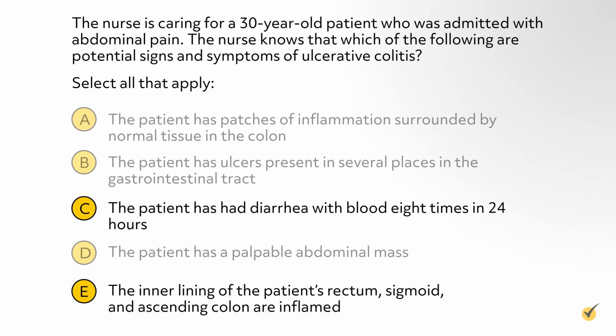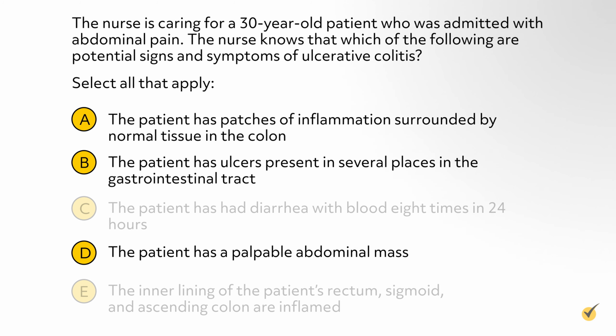The correct answers are C and E, diarrhea with blood and inflammation of the lining of the colon. A, B, and D are typically associated with another inflammatory bowel disease called Crohn's.